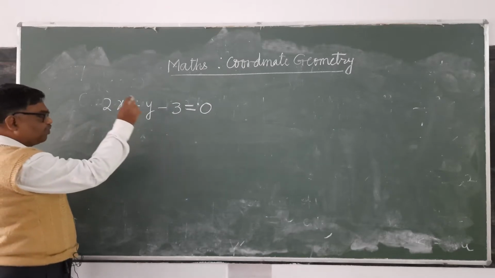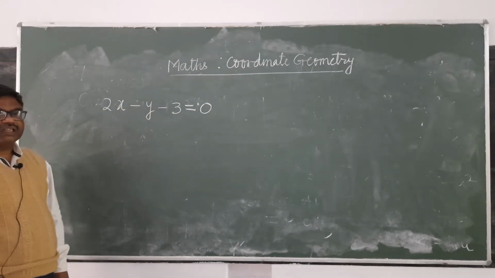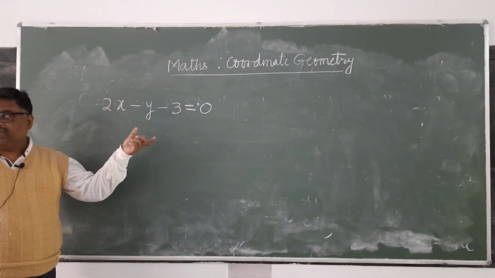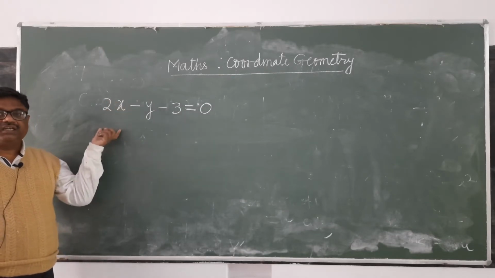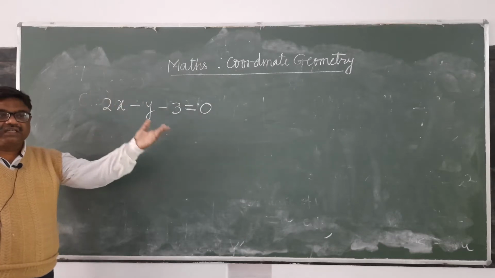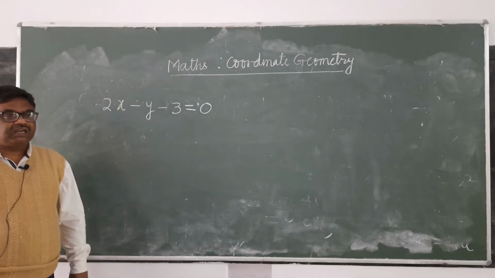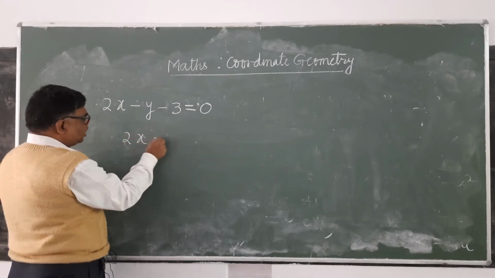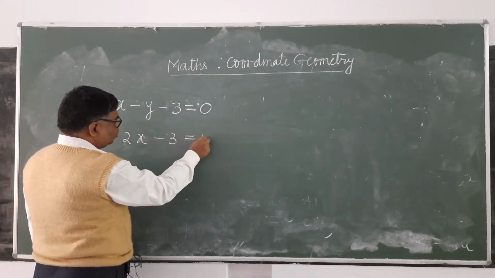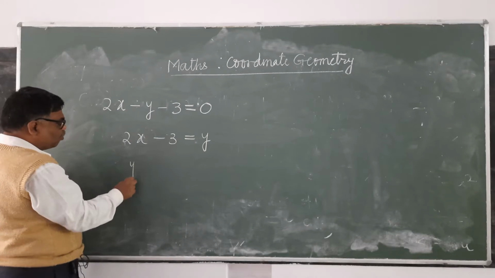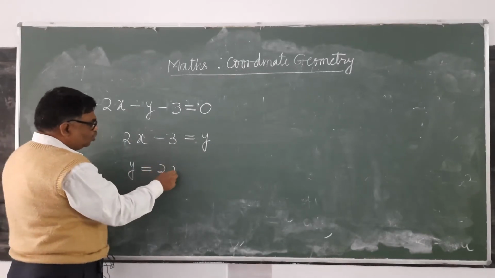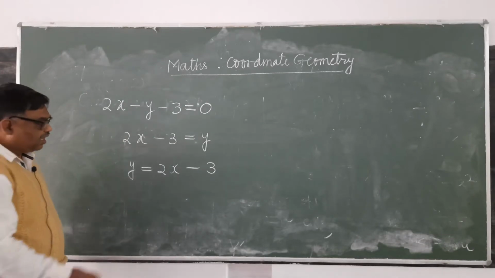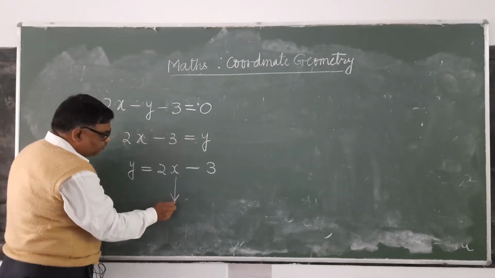The term of y on one side, the remaining terms on the other side. You will write it in such a way that on one side there is the term of y and on the other side all other terms. So you bring the term of y to that side. 2x minus 3 equals y, or you write y equals 2x minus 3. Here x is an independent variable.